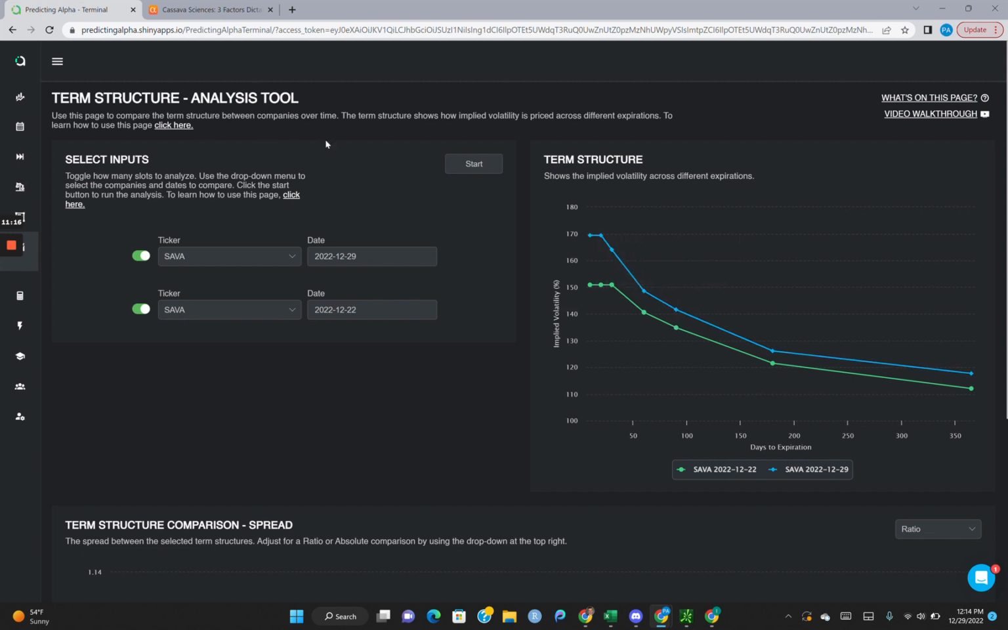Looking at the term structure, you'll see what I mean here. This is the term structure. This blue is the term structure right now. This green is the term structure last week, right? Not only did volatility go up, it appears that it's gotten steeper, right? We can see that right here.